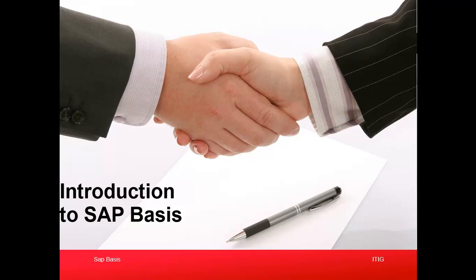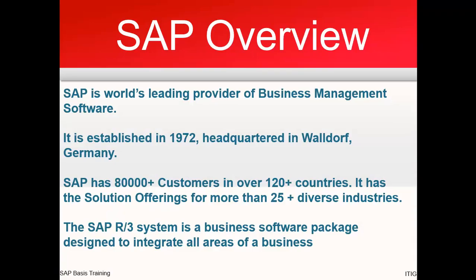In this training we'll be going through the different aspects of managing SAP Basis, but before that I just wanted to give you guys an idea of what SAP is. As a company, SAP is one of the leading providers of business management software, established in 1972 and headquartered in Waldorf, Germany. SAP has over 80,000 customers in over 120 countries. It has solution offerings for over 25 diverse industries. The SAP R3 is a business software package designed to integrate all areas of business.